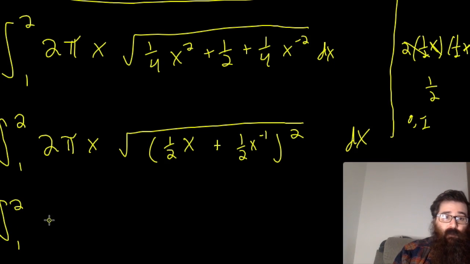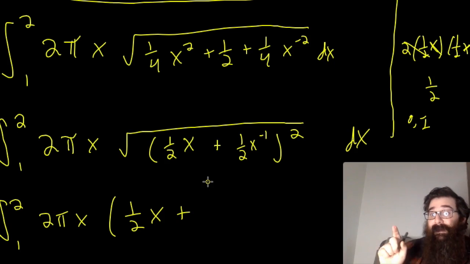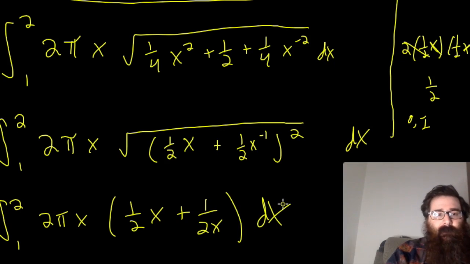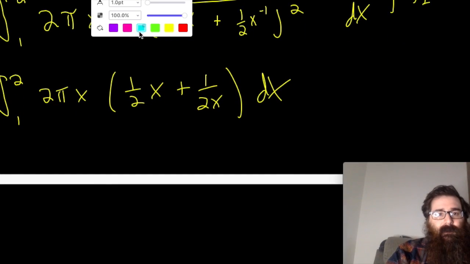We have the integral from 1 to 2 of 2 pi x times 1/2 x plus 1/2 x to the minus 1, which, since I'm done with my calculus, well, I'm actually not done with the calculus. I take that back. I have to integrate still. There's actually something nice that's going to happen. Let me rewrite this as a fraction right now. I'll say 1 over 2x. Because I want to point out something really nice that's going to happen with this in our next step.